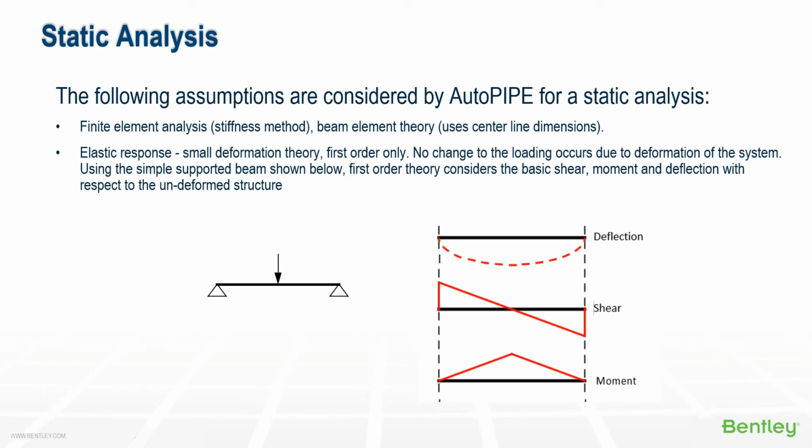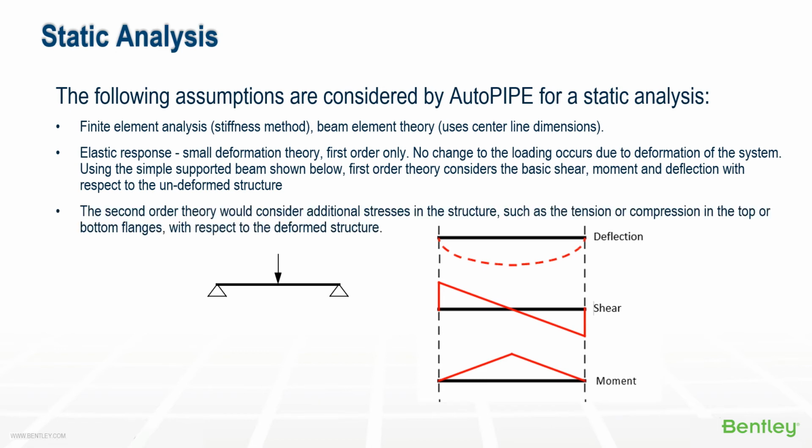AutoPIPE assumes elastic response using small deformation theory, first order only, so there's no change to the loading that occurs due to the deformation of the system. And if we use this simple supported beam, the first order theory considers the basic shear, moment, and deflection with respect to the undeformed structure. The second order theory would consider additional stresses in the structure, like the tension or compression in the top and bottom flanges with respect to the deformed structure. And again, AutoPIPE ignores that.